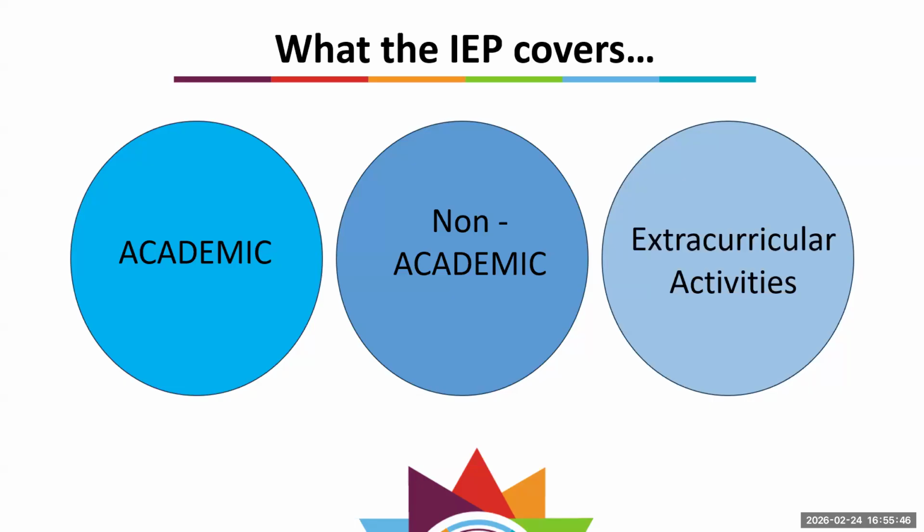Extracurricular activities include after-school programs sponsored by the schools, such as sports activities, social clubs and peer groups, or interest-based fun activities. The IEP is meant to help your child access all parts of school life.